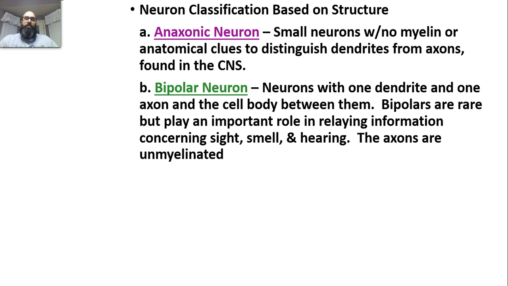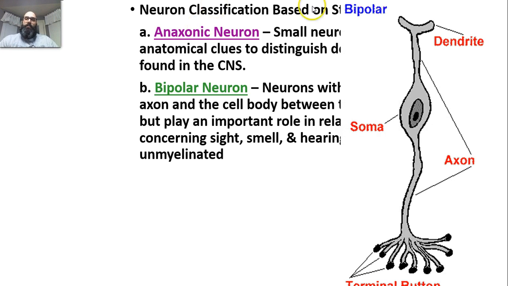But if you'll notice, these are also special senses. Sight, smell, and hearing are the three that we rely on for survival. They are unmyelinated. If you'll notice, single dendrite, single axon, and the soma or cell body is perfectly located in between those two things.